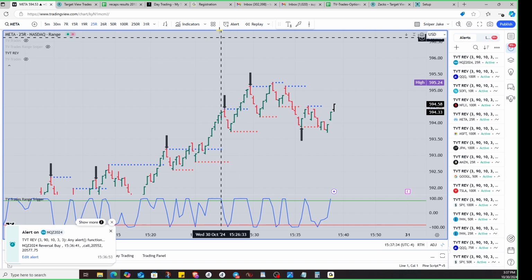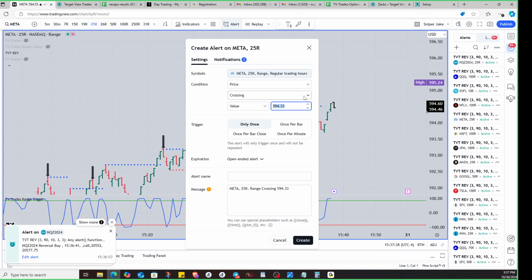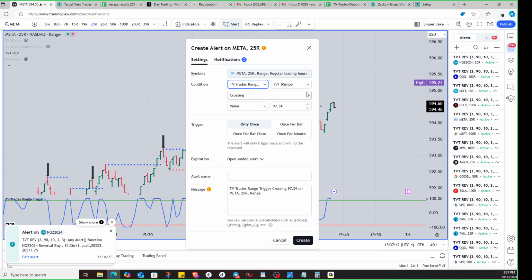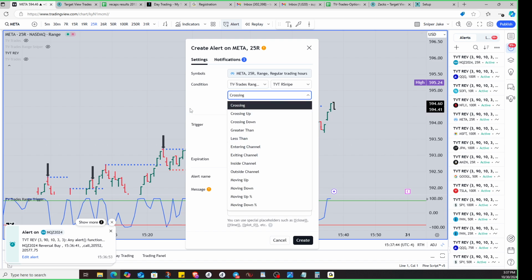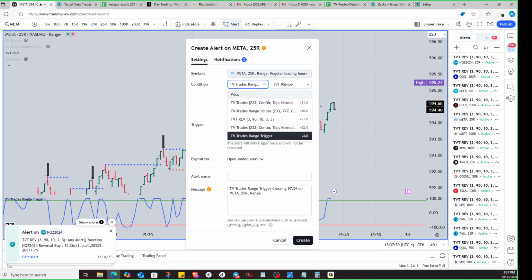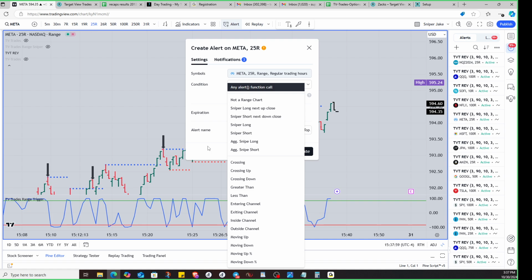But the alert for this is a lot different than all the other alerts. When you create the other alerts, you have to go in here and choose, like, if you choose the TV Traders range trigger, then you have to choose crossing, crossing down below or crossing up above. Or if you choose the sniper, then you have to choose which one you want: the sniper long, next up close, or down close, aggressive shorts, and short longs, and stuff like that.